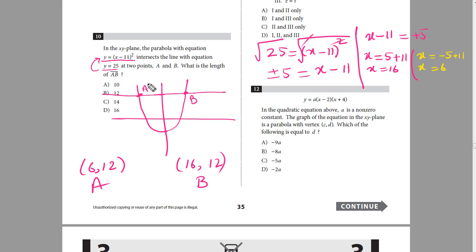So now let's suppose this is 6 and 25, B is 16 and 25. Now the y coordinates are same, so the distance between the x coordinates will be the actual distance. So the distance between the x coordinates is 16 minus 6, that is 10. So option A will be the correct answer, 10.